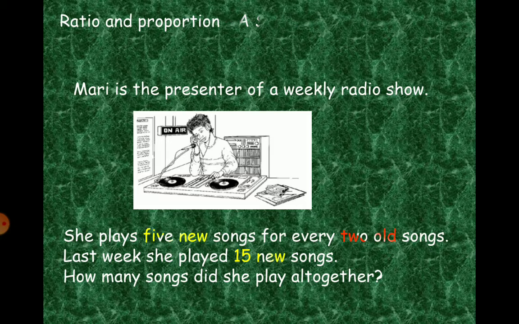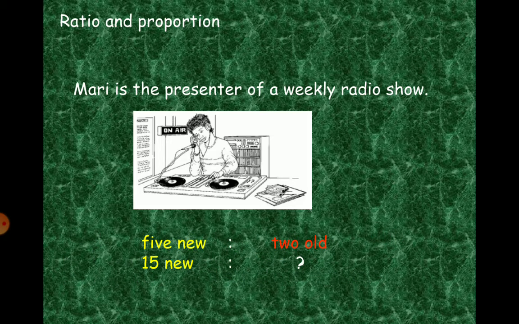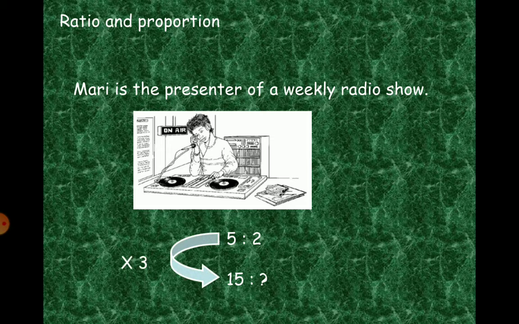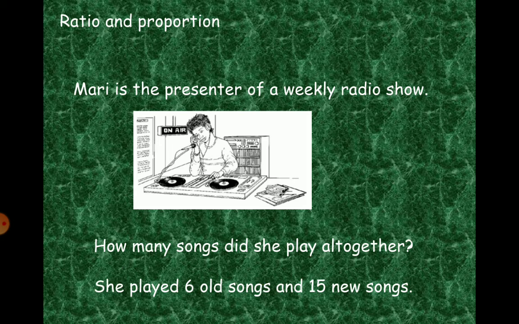So let's see. Now we highlight the keywords. 5 new songs for every 2 old songs. So 5 is to 2. And we have 15 new songs. Now how many old? We have to figure that out. We know that 5 times 3 is 15, so we also multiply 2 by 3. 2 times 3 is 6. So that means she played 15 new songs and 6 old songs. That is 21 in total. She played 21 songs altogether.